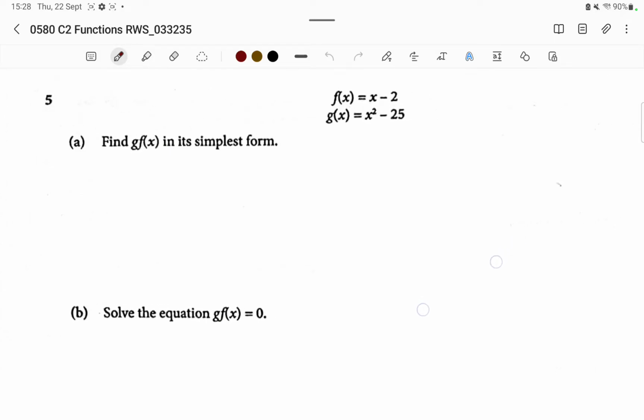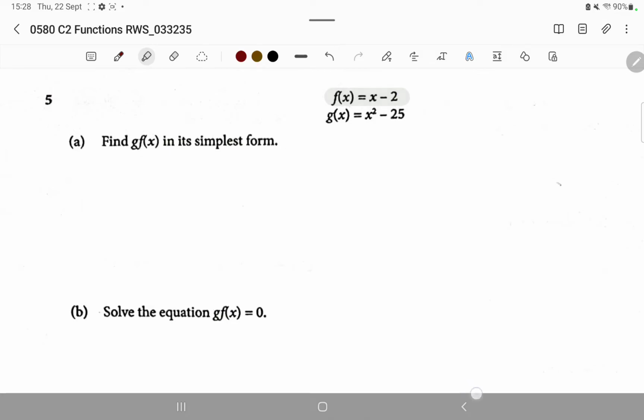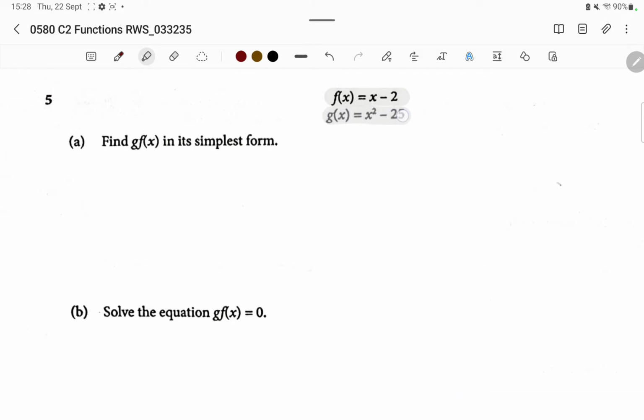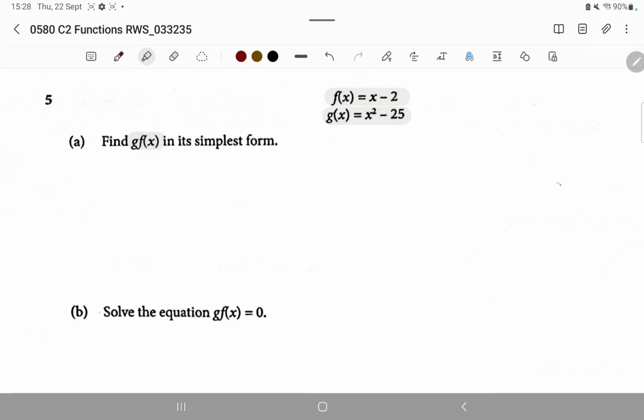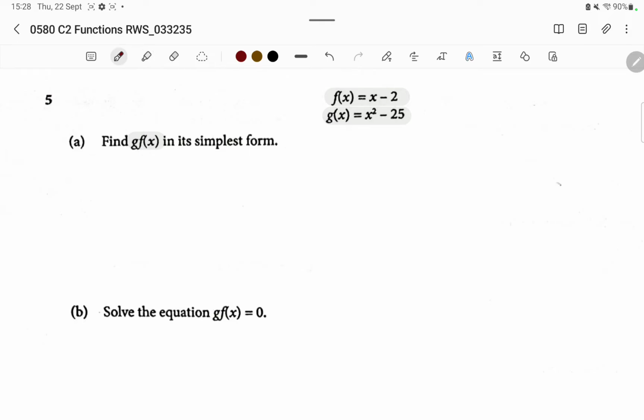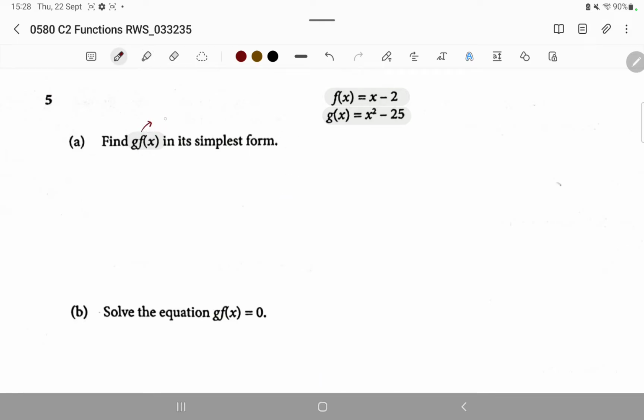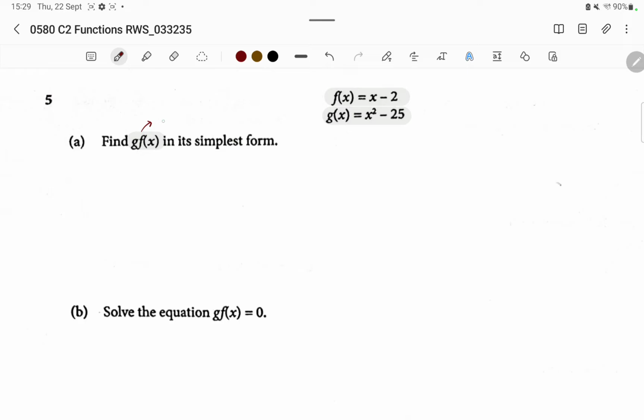They give you f(x) equals x minus 2 and g(x) equals x squared minus 25. Find gf(x) in its simplest form. So this one, gf(x), they are actually combining two functions. So this one we call it a composite function.